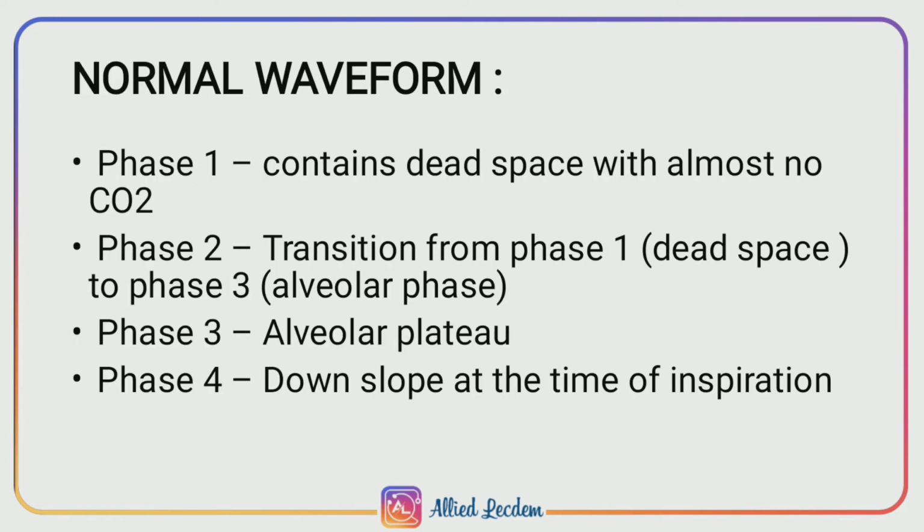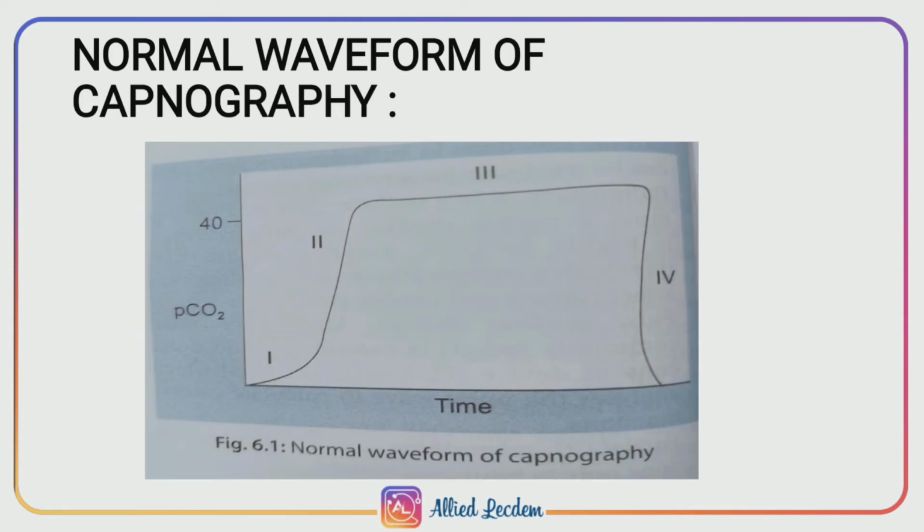Normal waveform. In a waveform, there are four phases. So phase 1, it contains dead space gas with almost no CO2. And phase 2, transition from phase 1 to phase 3. In phase 3, it is alveolar plateau. In phase 4, downslope at the time of inspiration. This is a picture of a normal waveform of capnography.